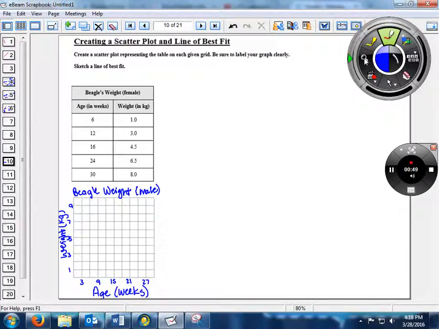Okay, so the very first thing you have to do is graph this. So looking at these points, I have going over to 6, up to 1. Go over to 12, up to 3. Here's 15, here's 18. So 16 is going to be somewhere close to there, and 4.5. So there's 4. It's going to be somewhere about in there. 24 would be here, and 6.5. So there's 6, there's about 6.5. And then over to 30 and up to 8.